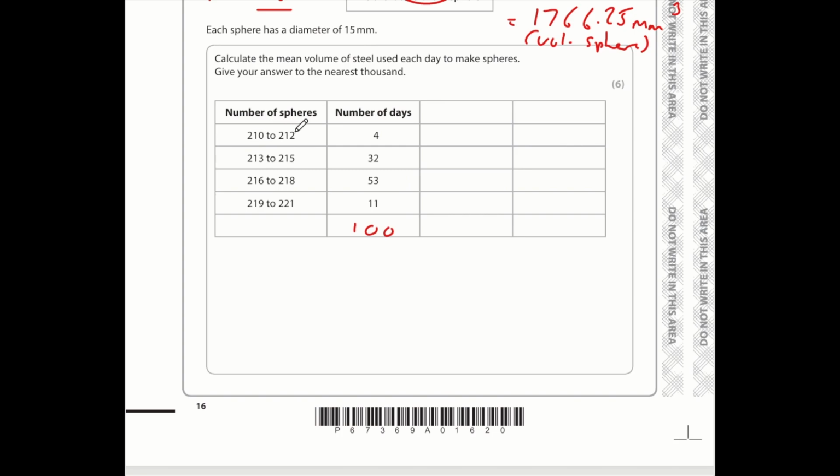Well, that's a bit annoying because we don't know exactly what the number was. It could have been 210, could have been 212, could have been 211. What we're going to do is we assume that on these 4 days it was exactly halfway between 210 and 212, so that is 211. So here, this column is for the midpoint.